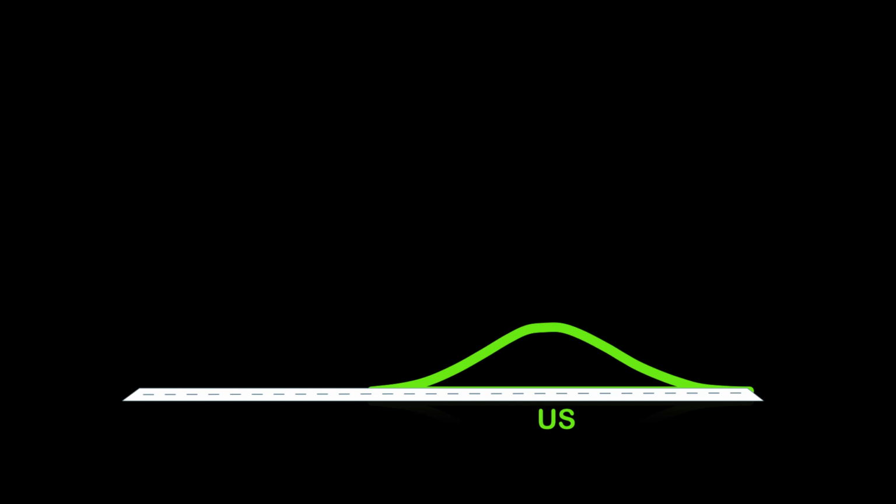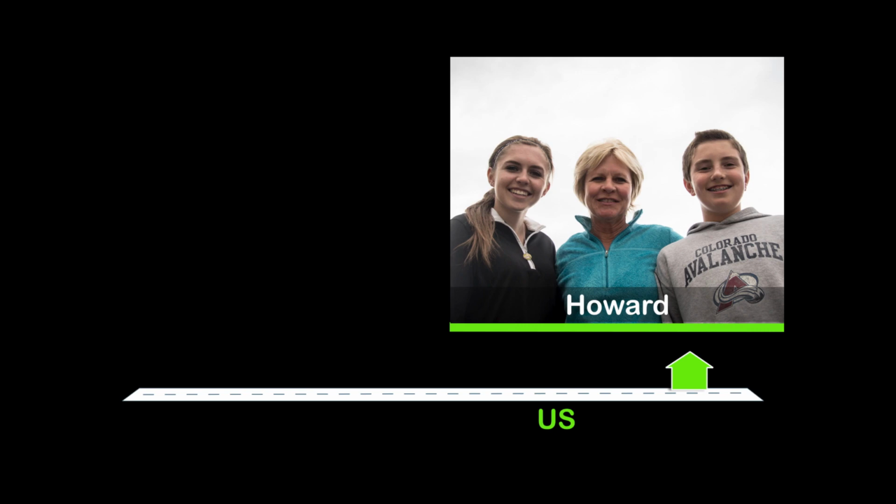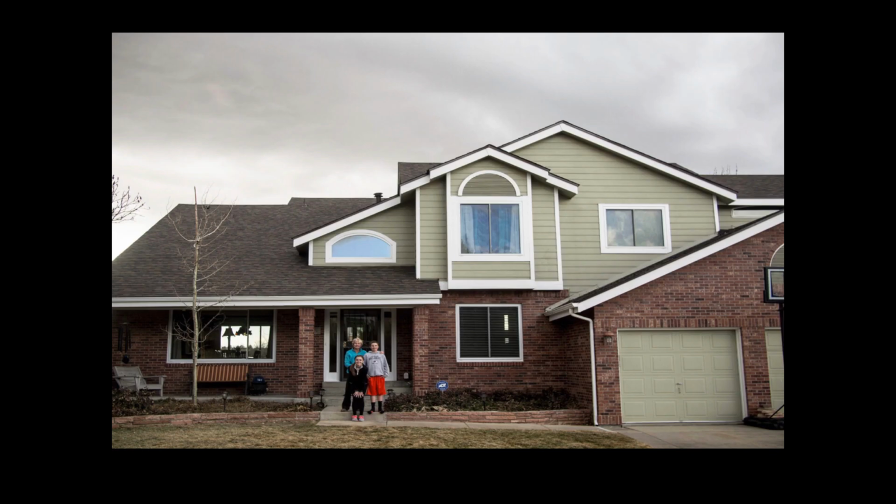Look at this home in the United States. This is the whole population of the United States. This is called the income mountain. The poor people are here, the rich people are here, and most people are in the middle, so there are a lot of people here in the United States who live at this income. And this is the Howards. They are very rich, and this is their home, and this is where their house is located on Dollar Street.